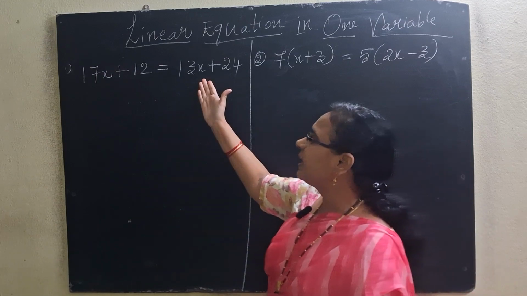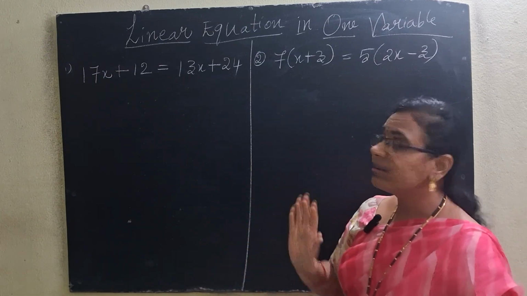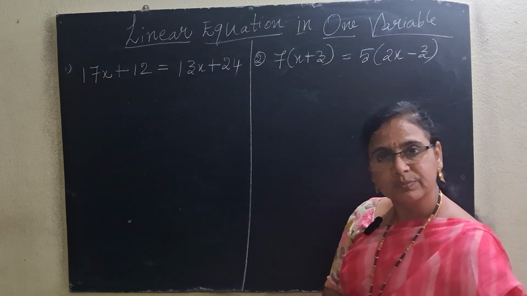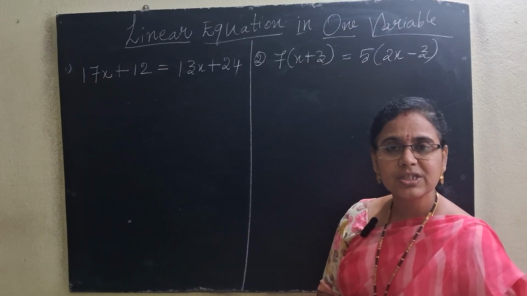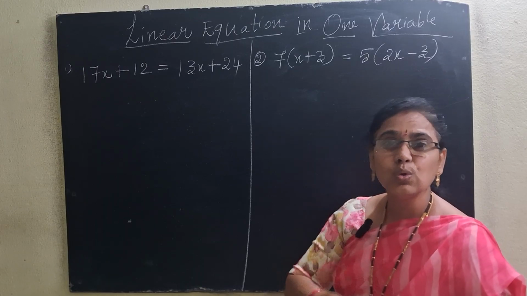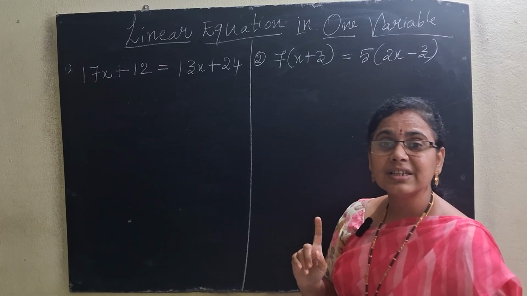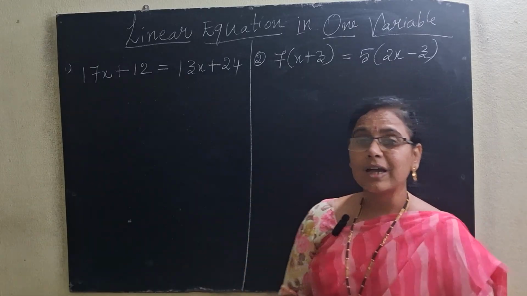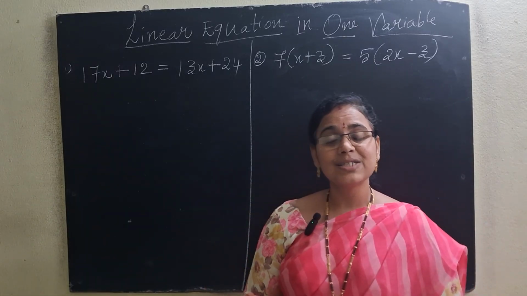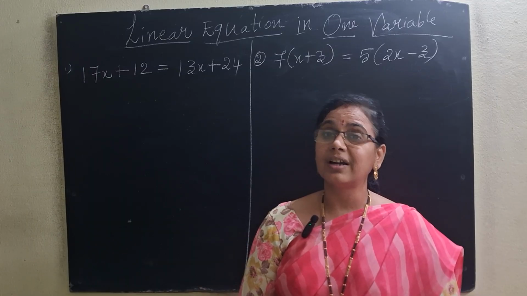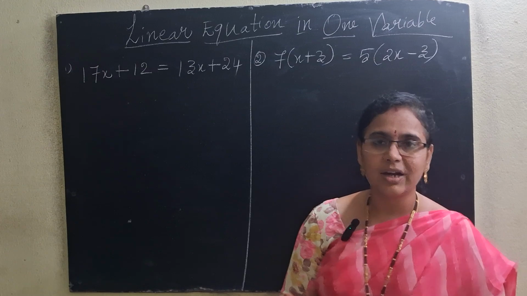Linear equation in one variable. That means here maybe I have y: 17x plus 12 is equal to 13y plus 24. Yes, it is also a linear equation. Why? Because the degree of that equation is 1. But here we observe two variables, one is x, the other one is y. That is a linear equation in two variables. But come to our topic, linear equation in one variable. Yes, we observed here only one variable, that is x. Now, how to solve these equations we have to check.